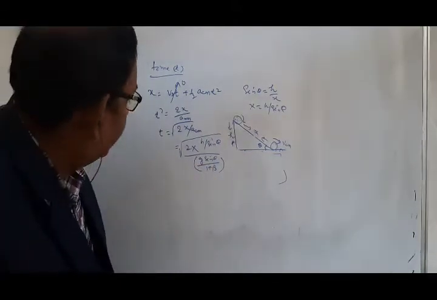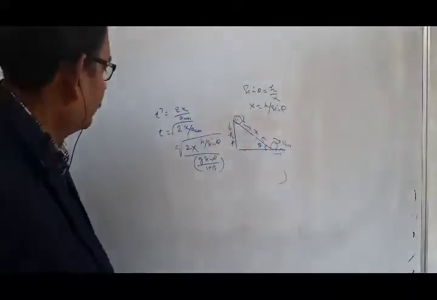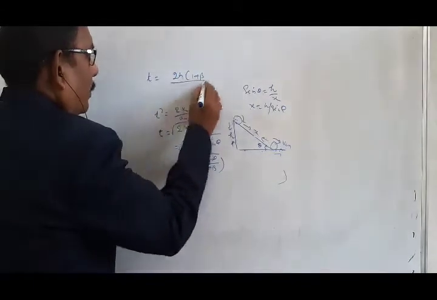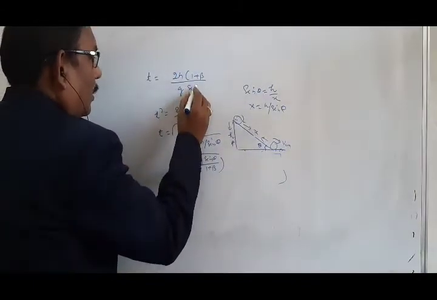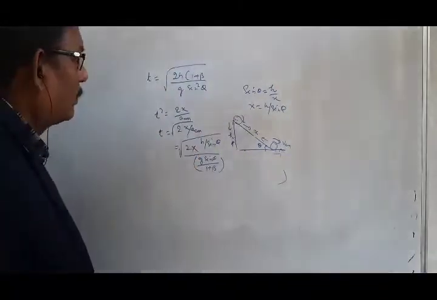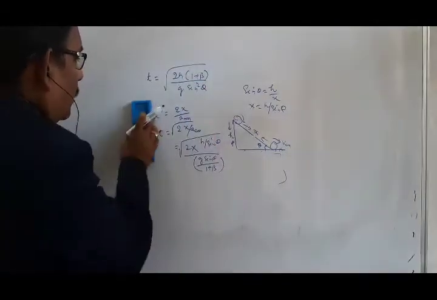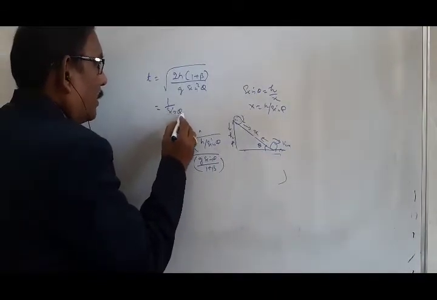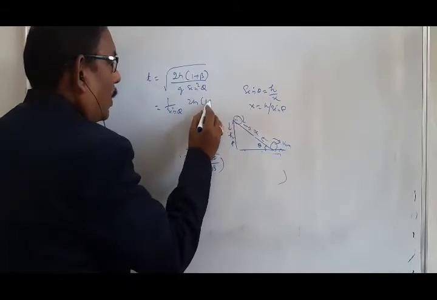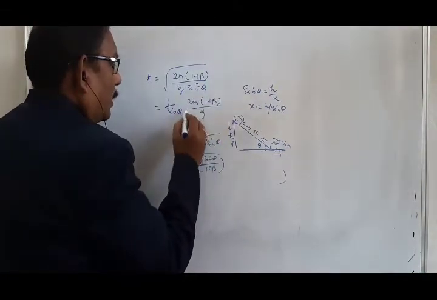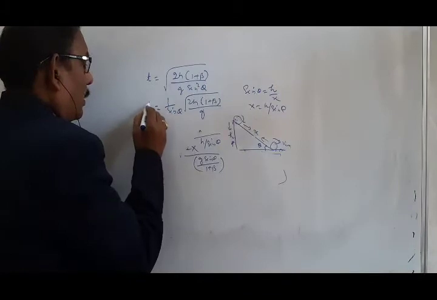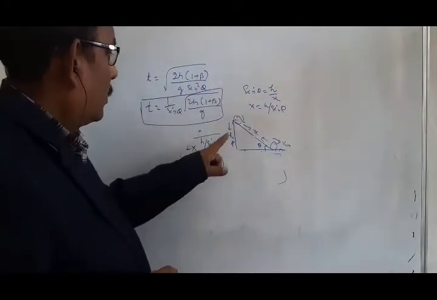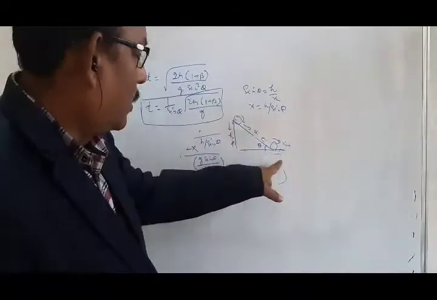Now solving this equation, t is equal to the square root of 2h(1 + β)/(g sin²θ). Taking sin θ outside, t = (1/sin θ) times the square root of 2h(1 + β)/g. Okay, so this is the required time for the body to reach the lowest point here.